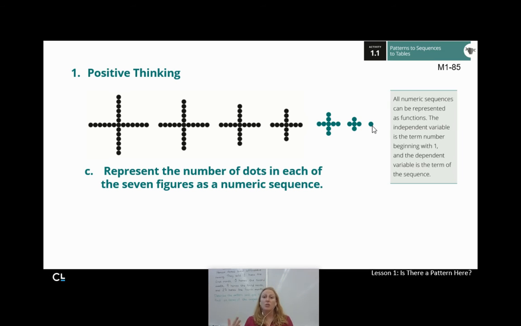Remember, a sequence is supposed to be in order. So we said there were how many dots, how many dots, how many dots, how many dots. Just list it off as a list of numbers. Go ahead and hit pause to write it down. Hit play to keep going.